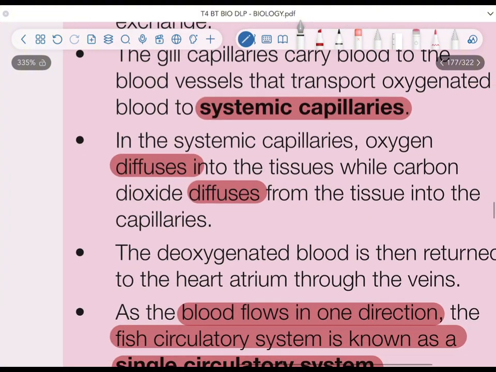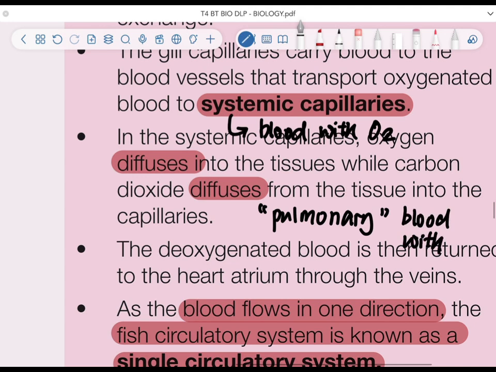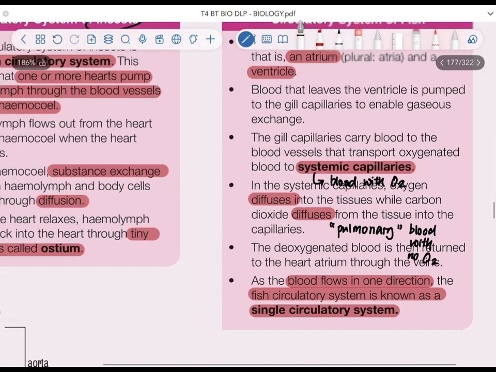Okay, for information, systemic capillary means it only transports the blood with oxygen. This is the meaning of systemic. So if today I say pulmonary capillary, it refers to the blood with no oxygen, pulmonary artery. Yes.